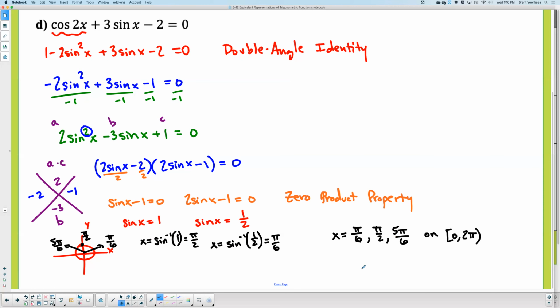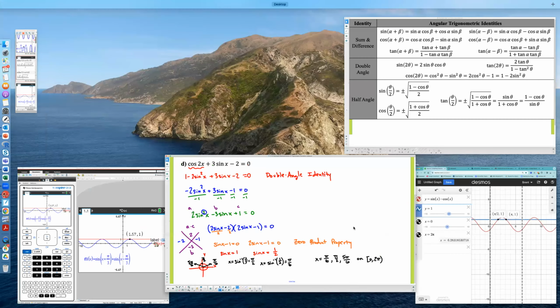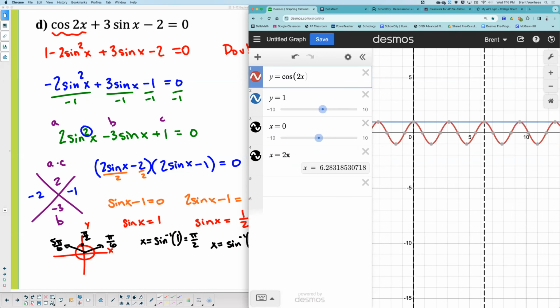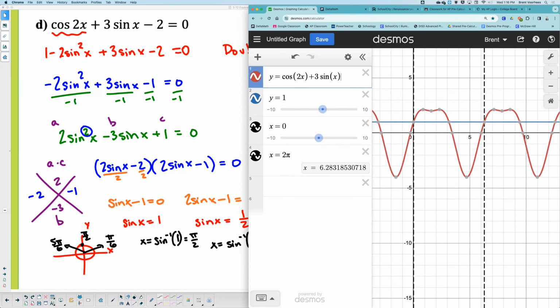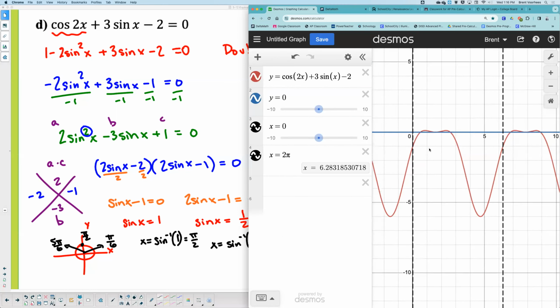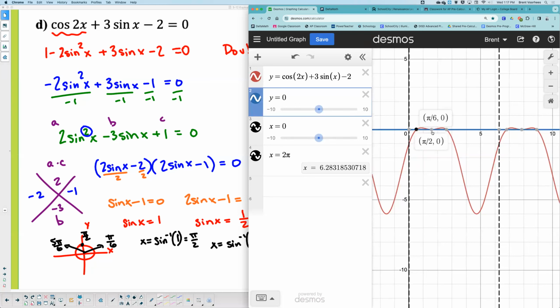Now that's what I think this is going to be. Let's check our graph and make sure. So we have y equals the cosine of 2x plus 3 sine x minus 2, and I want to compare that to 0. I'm looking on this domain. I'm going to zoom in just slightly here. It looks like I have pi/6 as a solution, pi/2 is a solution, and 5pi/6 is a solution, just like we thought.